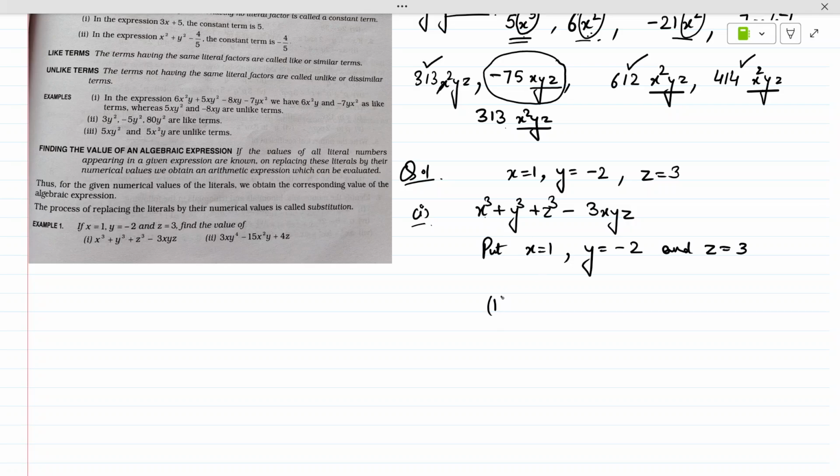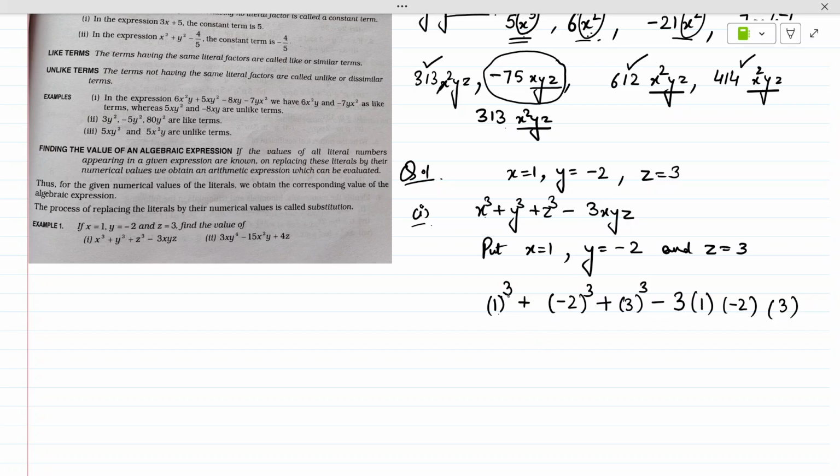So I'm taking x as 1, this is 1 cube. I am taking a bracket here, and it is always advisable to put these things in brackets when you have multiple values. Okay, it will be easy to solve. So 1 cube, then this plus comes, and then y cube. Y is minus 2. So minus 2 cube. Then plus z cube. Z is 3. So this becomes 3 cube. Now this minus comes, minus 3 x, y, z. X is 1, y is minus 2 and z is 3. This is the expression after putting the values.